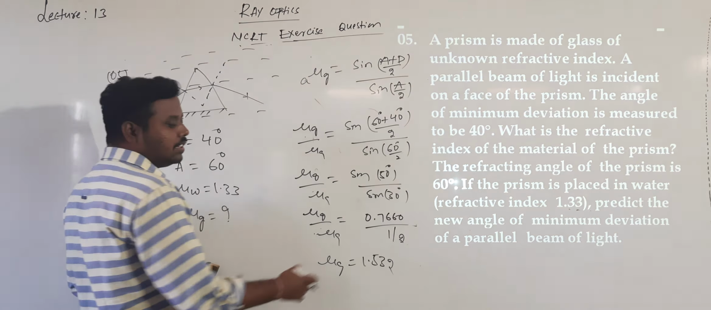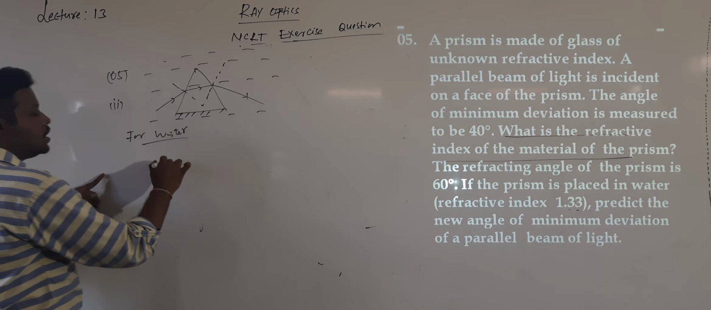What is the refractive index of the prism? That is completed. But one more question they are asking: if the refracting angle of the prism is 60 degrees, and the prism is placed in water. The first time the prism was in air, now the second time the prism is placed in water. So what is the second point? When it is placed in water, they are asking us to calculate the angle of minimum deviation.